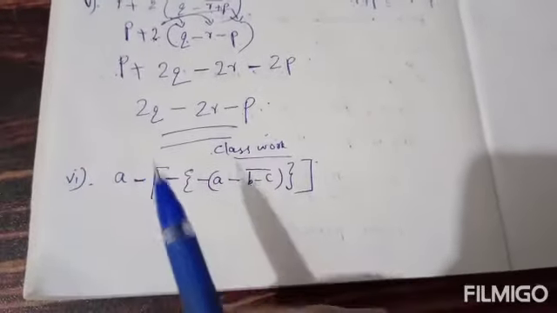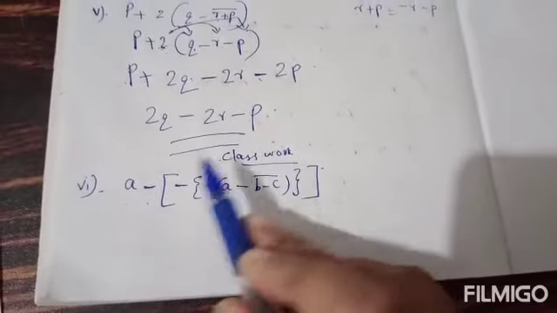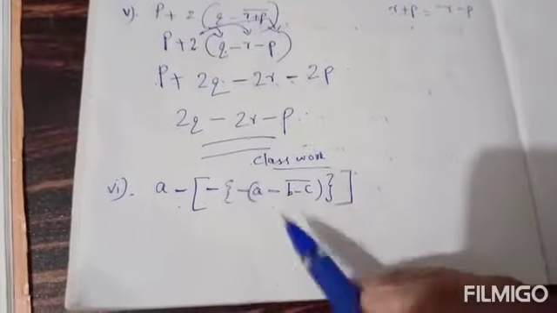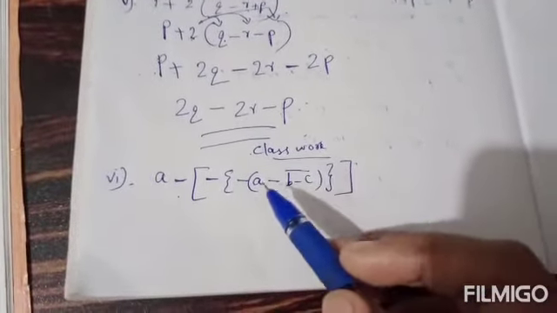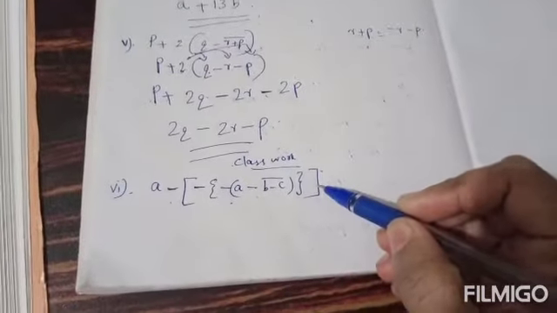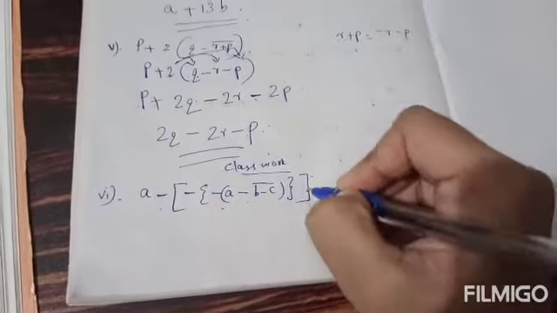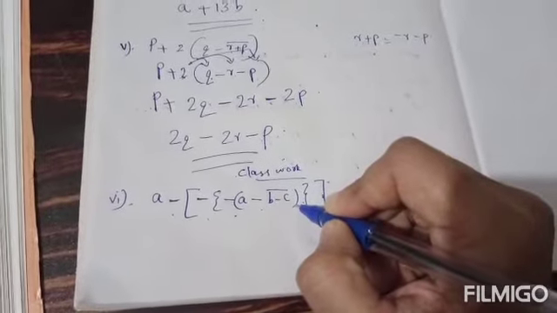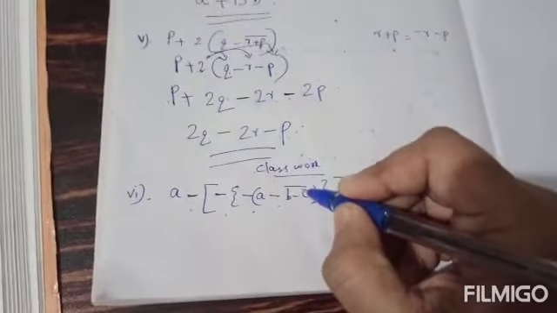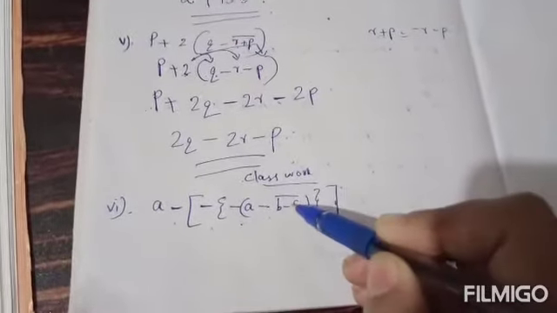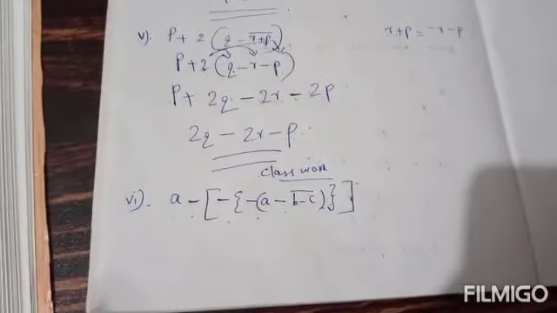Now sixth one: a minus, in square bracket, minus, in curly bracket, minus, in small bracket, a minus, then in bar bracket, b minus c. Okay, so here you can see one thing. Inside square bracket curly brackets are coming. Inside curly brackets small brackets are coming. Then inside small bracket bar brackets are coming. So which one you have to open first? Innermost bracket, that is bar bracket, you have to open first.